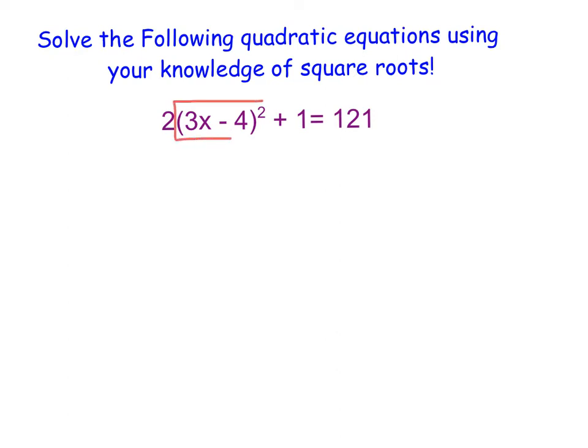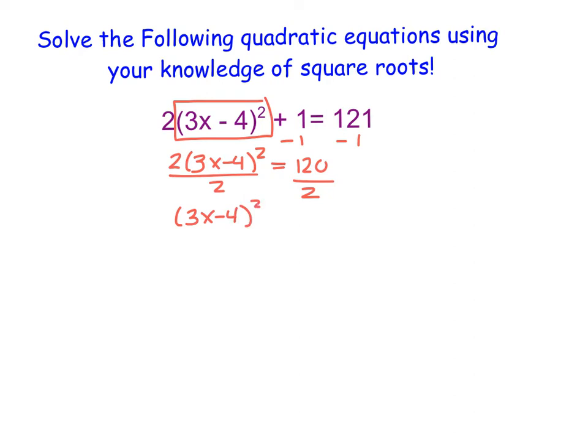So let's work through another example together. Remember, our goal is always to get this squared piece by itself. So we're going to start by subtracting 1 from each side. So we have 3x minus 4 quantity squared is equal to 120. Divide by 2, and we have 3x minus 4 quantity squared is equal to 60. So we get that squared piece all by itself, and then we undo the squared by using a square root.